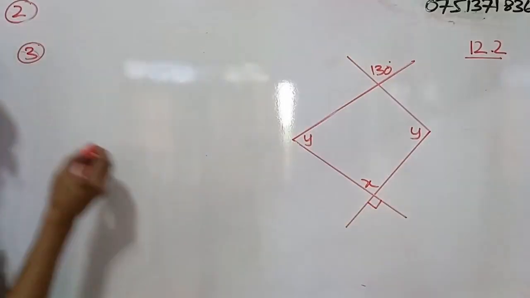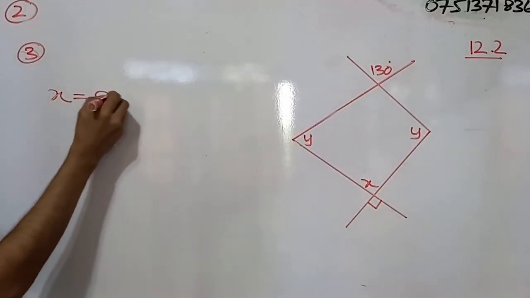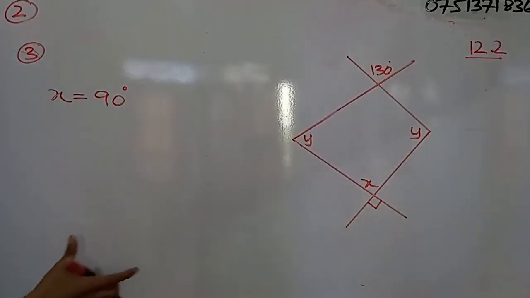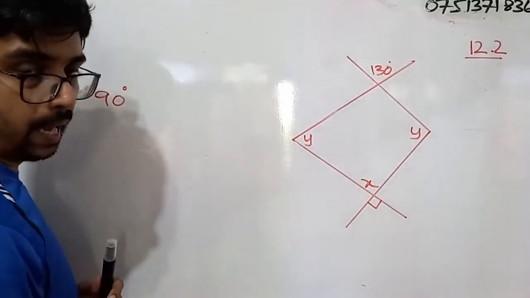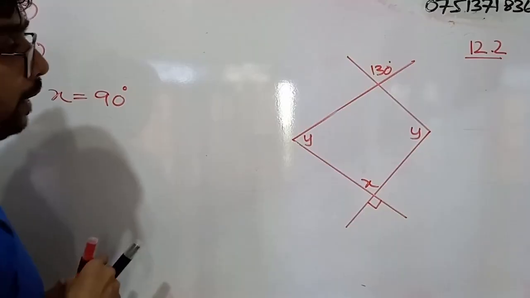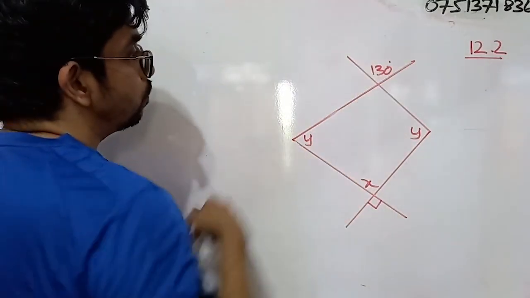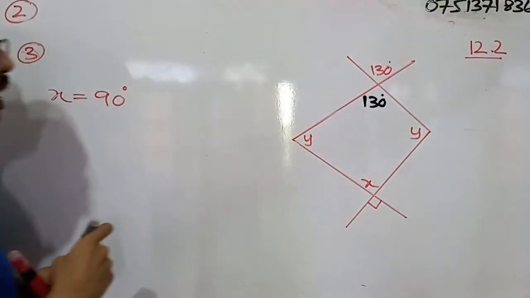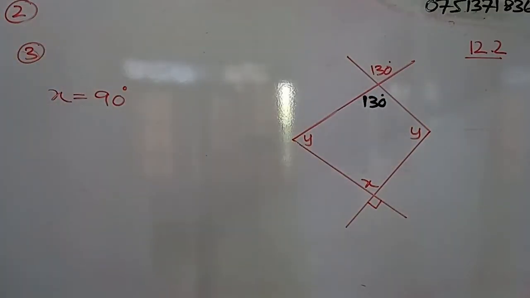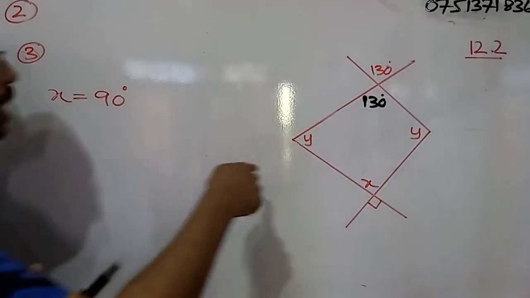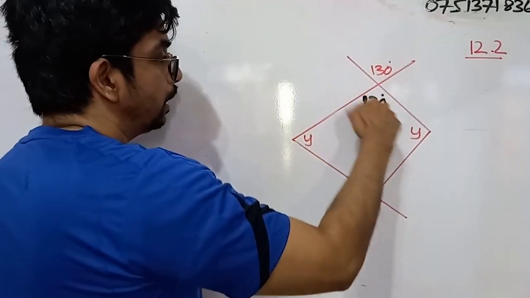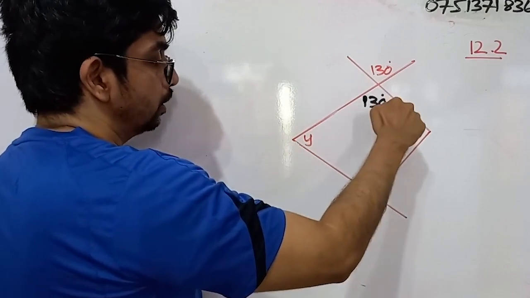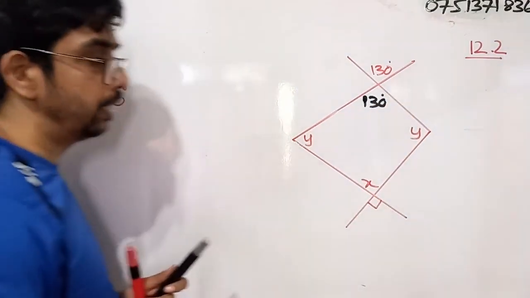So X, that is equal to what? 90 degrees. Why? Vertically opposite angles. This is 90 degrees, no? Then, if this angle is 130 degrees, this angle is also 130 degrees. Why? Vertically opposite angles. Right? Now we think about the quadrilateral. 130 degrees, that is this angle. This is what? 90 degrees.